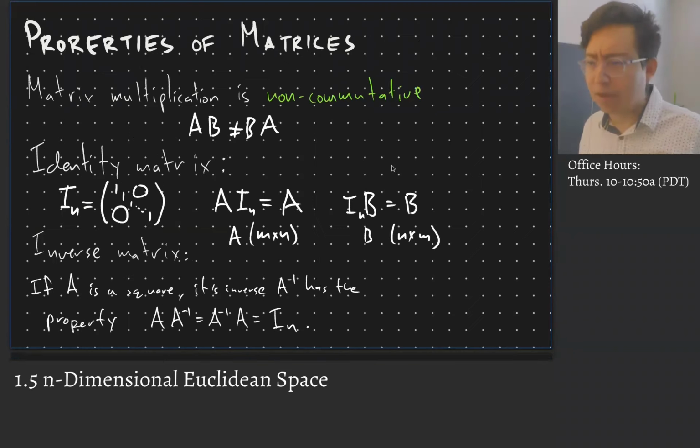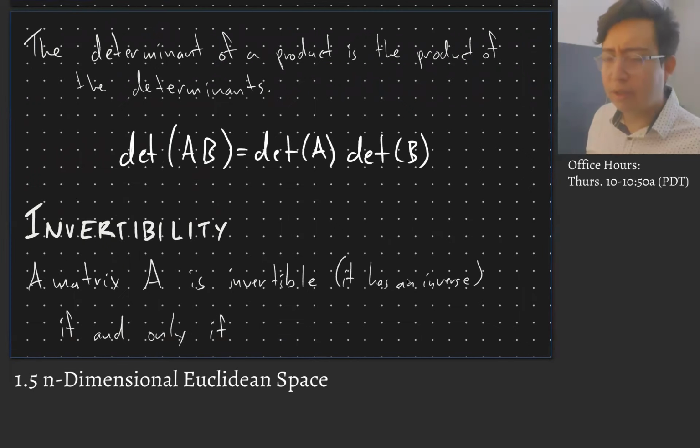Oh, so someone's asking me to go back a slide a little bit. So yeah, this last thing that I wrote about the inverses here is going to get used. So what I was saying here, the determinant of a product of matrices is just the product of their determinants. And remember, for determinants, you do need a square matrix.